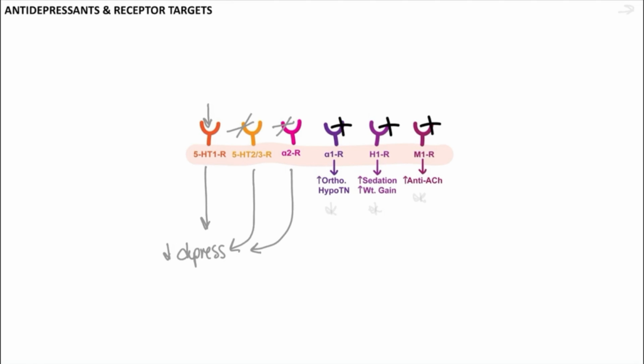Now, just like those antipsychotics, the antidepressants can also have off-target effects at various receptors, like our alpha-1 receptors, our H1 histamine 1 receptors, and our muscarinic receptors to influence their side effect profile. That may include orthostatic hypotension, sedation and weight gain, and anticholinergic effects, respectively. So moving on to our next slide.